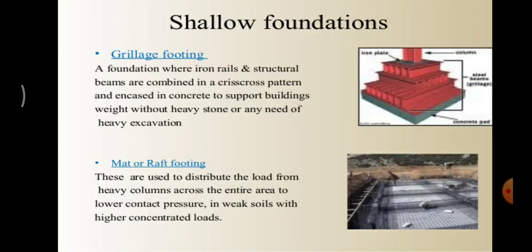Now shallow foundation, categorized as grillage footing, mat or raft footing. Grillage footing is a foundation where iron rails and structural beams are combined in a crisscross pattern and encased in concrete to support building weight without heavy stone or any need of heavy excavation. Mat or raft footing is used to distribute the load from heavy columns across the entire area to lower the contact pressure. It is used where the soil is weak with higher concentrated loads.